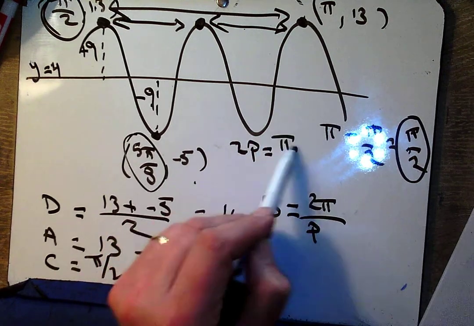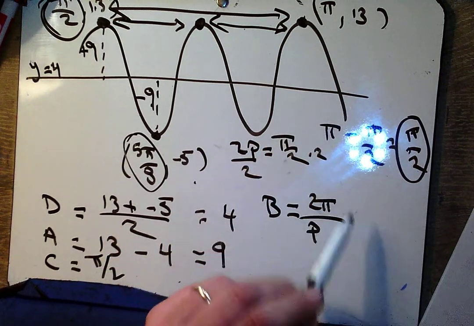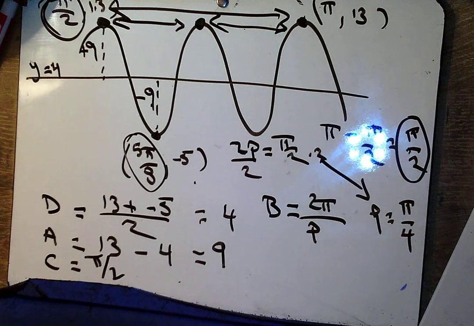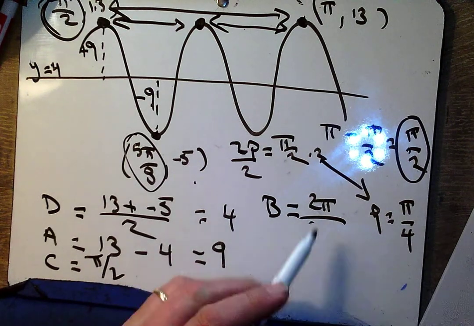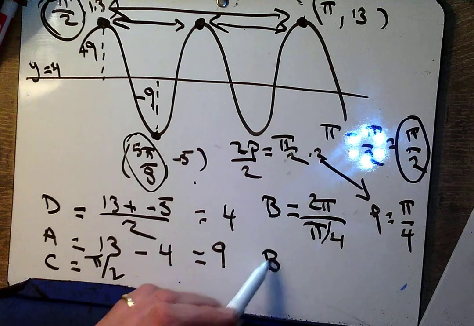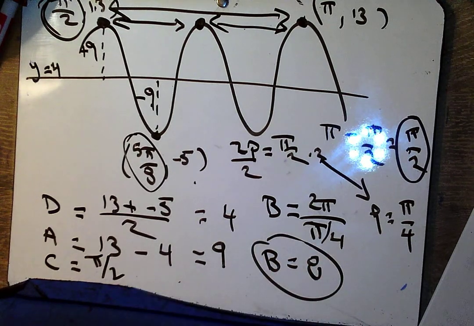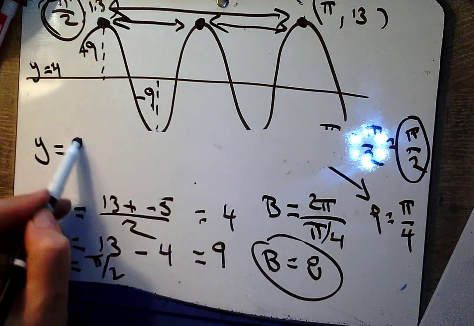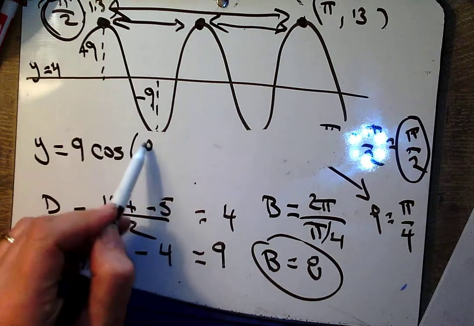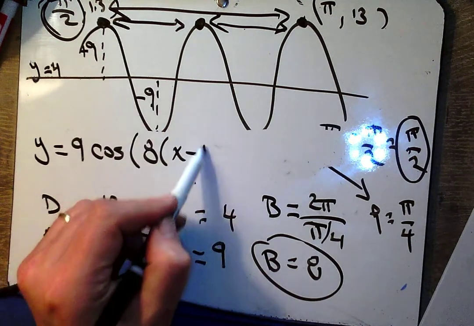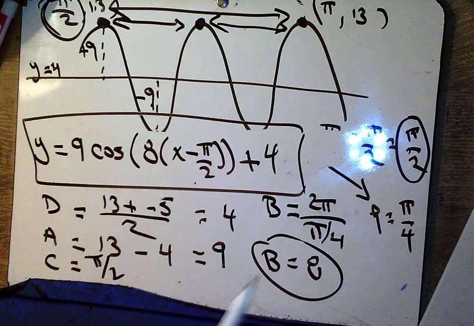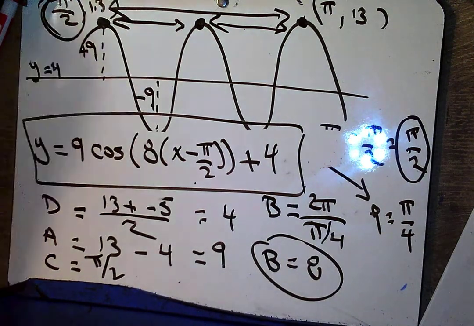Two periods equals pi over 2. Well, if I divide both sides by 2, I get that period is pi over 4. Okay, and so if the period is pi over 4, I end up with a b value of 8. Okay? So let's put all this information together. We've got y equals 9 cosine 8, open parentheses, x minus pi over 2, close parentheses, plus our d value of 4. Ta-da!